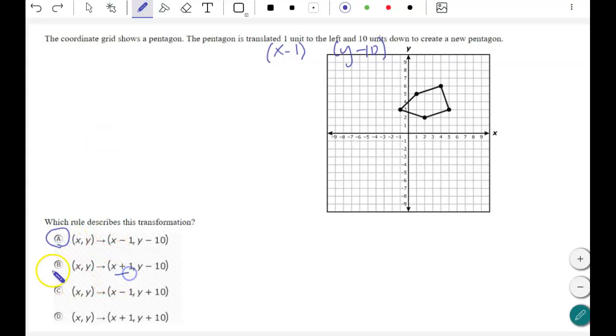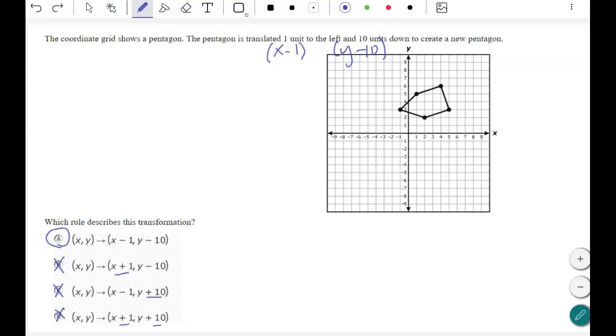This is wrong because it says plus 1 there. C is wrong. It says plus 10. So that would be up on the plus 10. And then D says plus 1 and plus 10. So those are both wrong.